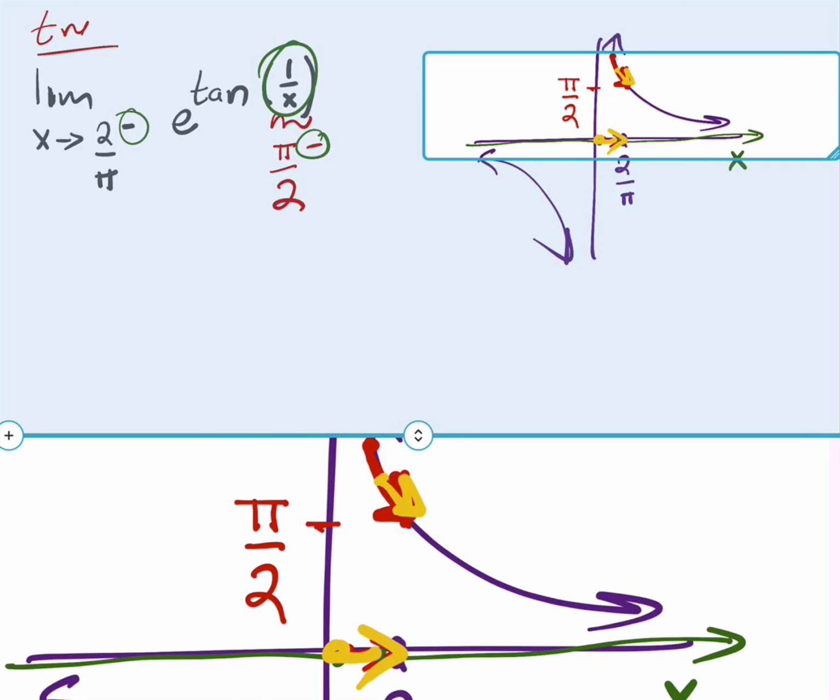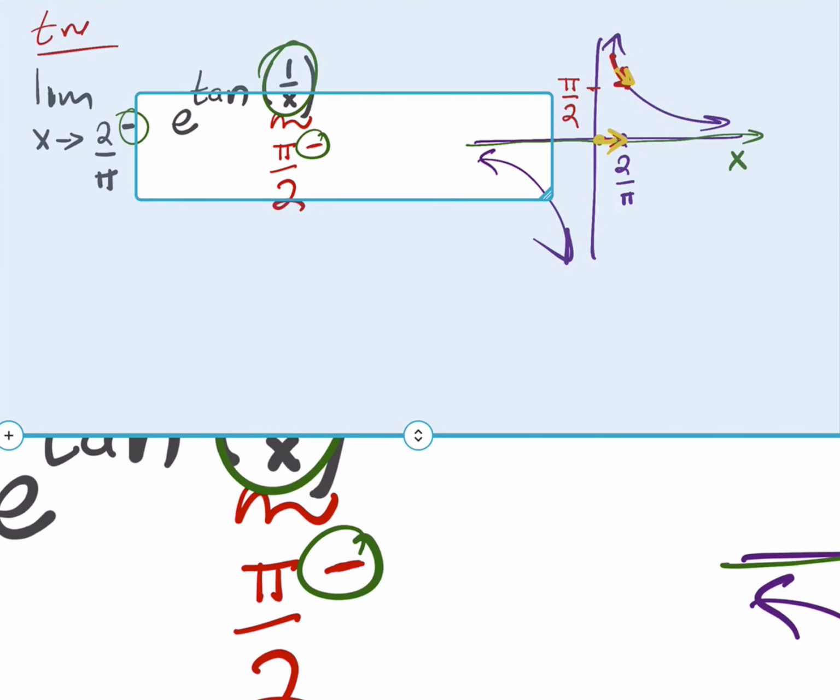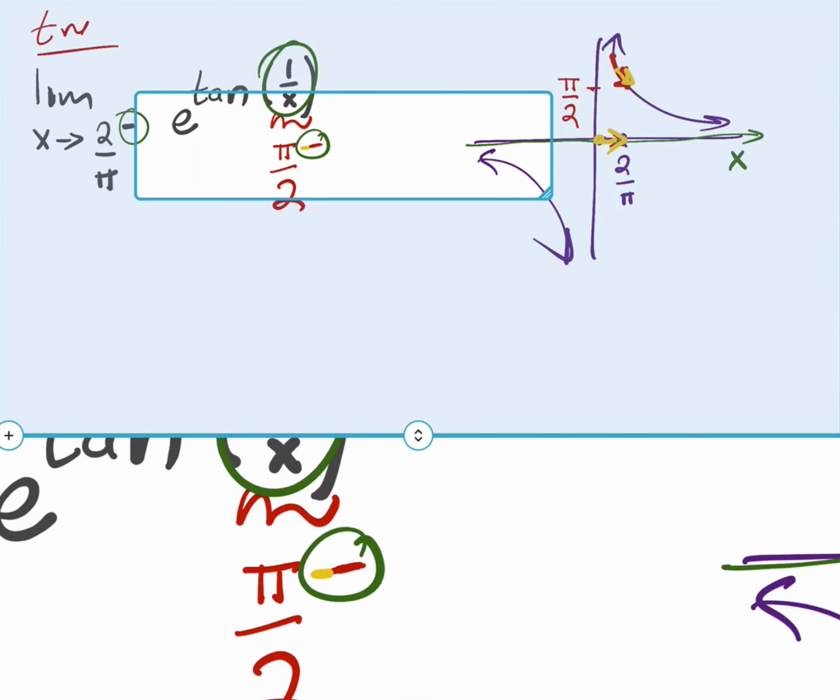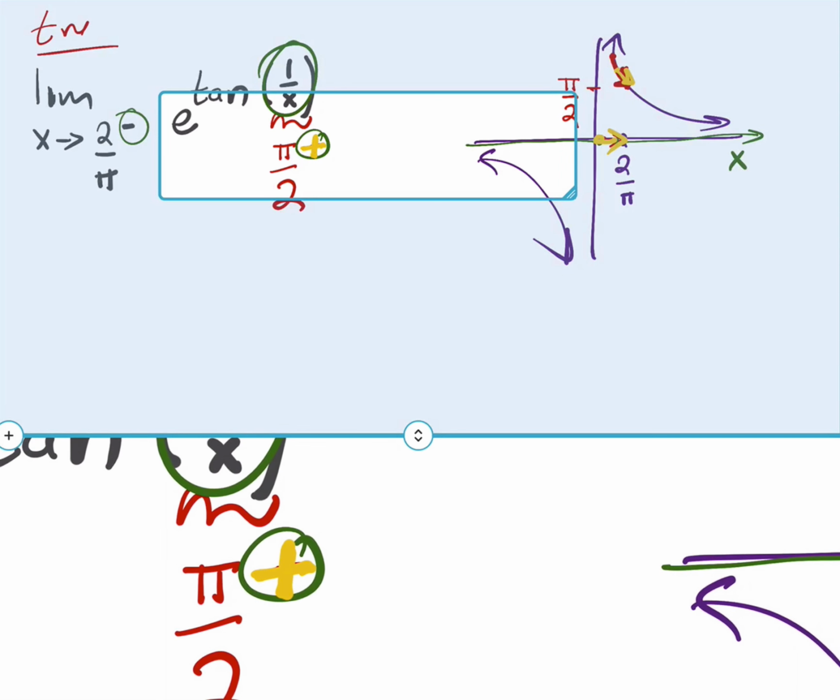So notice that the 1 over x is approaching pi over 2 from values that are greater than pi over 2. Yes? Because you're approaching from above, right? So that means those values are greater than pi over 2. So this actually should be this right here. Should be from the positive direction.